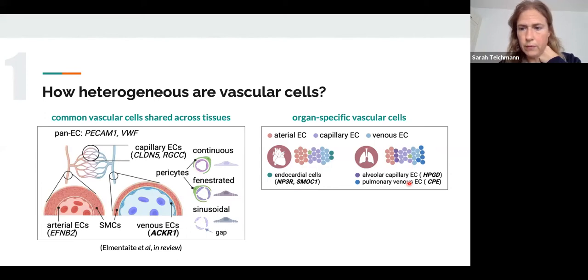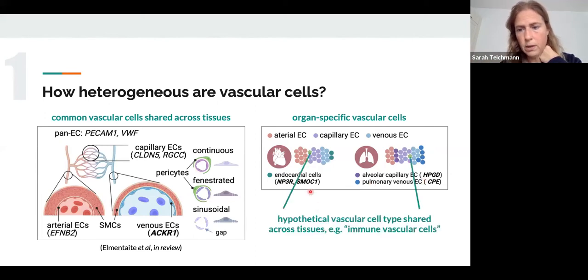And then alveolar and pulmonary endothelial cells that have emerged from data mining of airway data from the community. I'll present these in a bit more detail later.